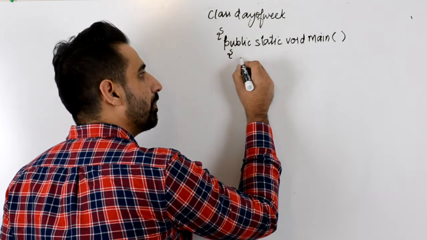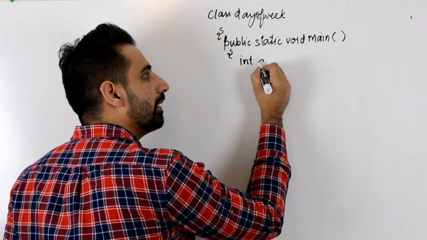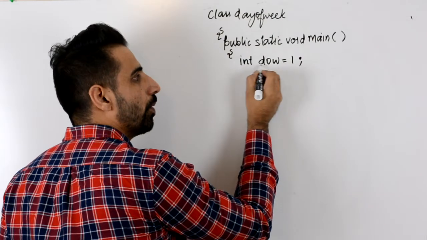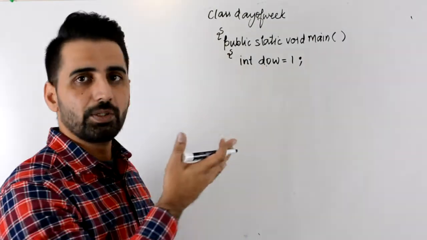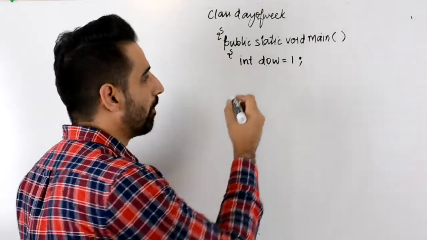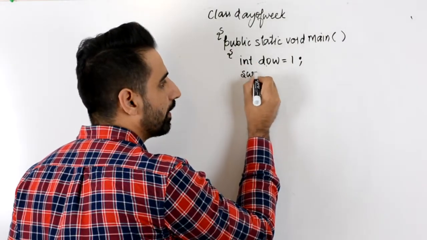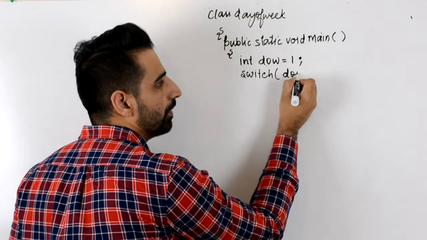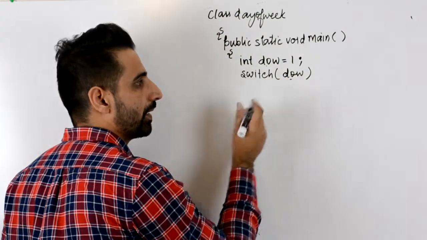Let's take int DOW equals 1. Why did I write DOW equals 1? Because 1 is an integer, so that's why DOW is int. Then I write switch, and here I write DOW. Okay, that is the expression.